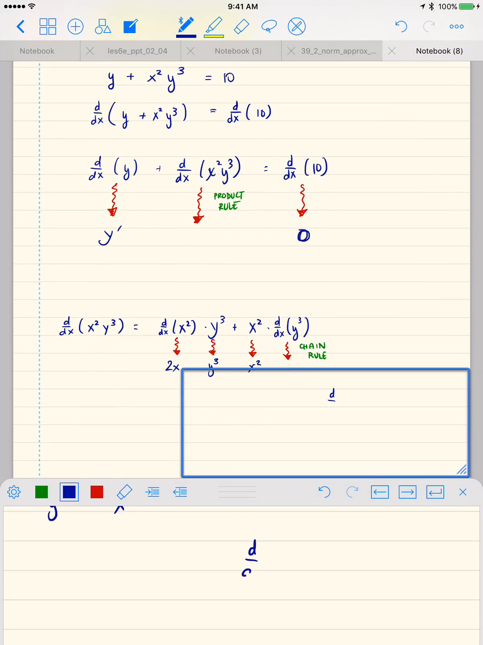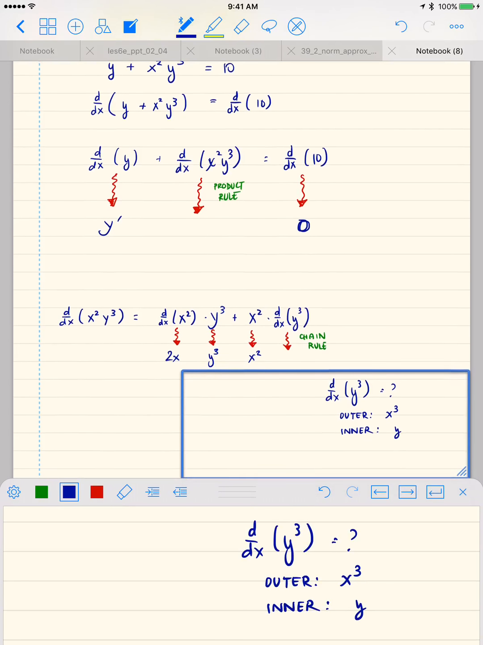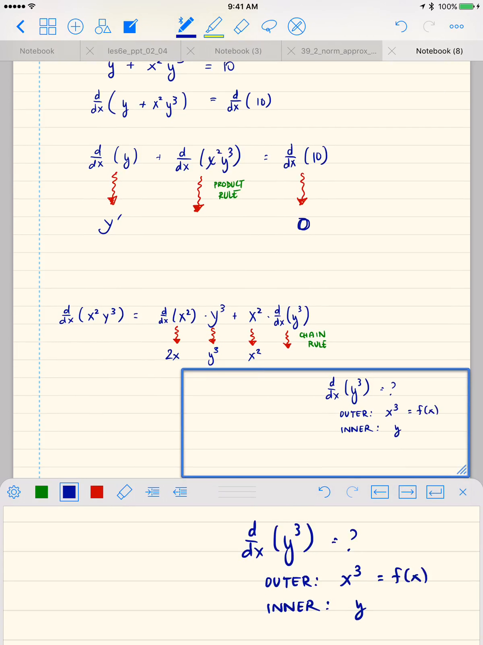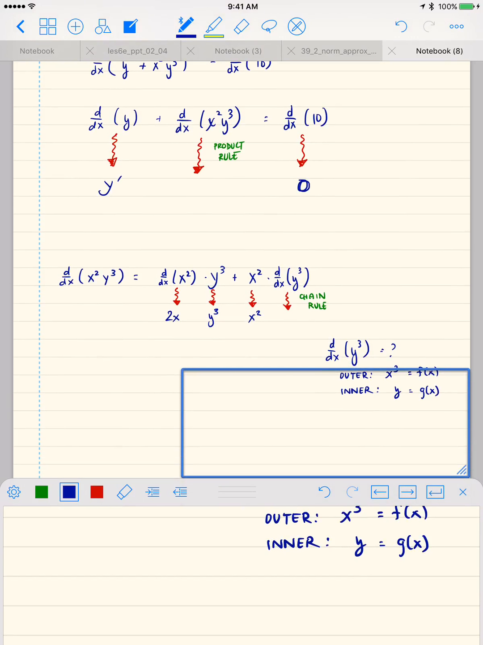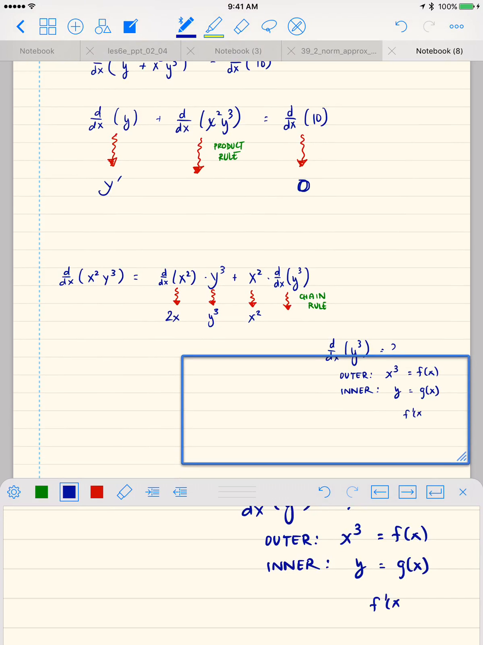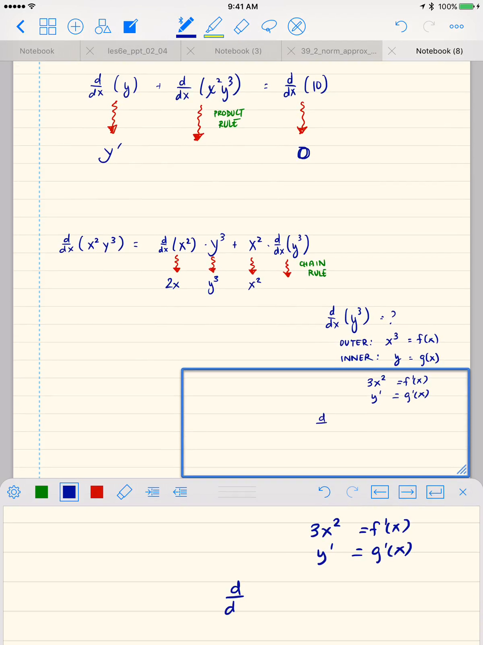Okay, so we've got d/dx, this is what we want, of y cubed, equals what? So our outer is x cubed. Inner, y. So this is f of x. This is g of x. F prime of x, 3x squared. G prime of x, y prime. So this derivative that we're trying to compute, of y cubed, is going to be f prime of g of x times g prime of x.